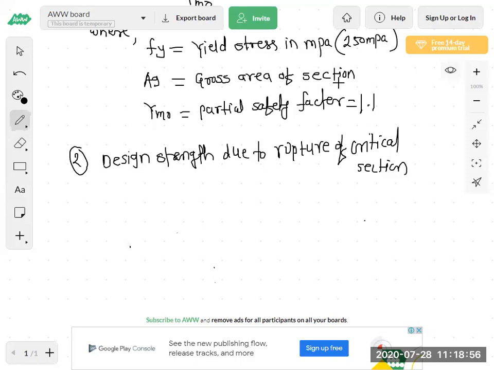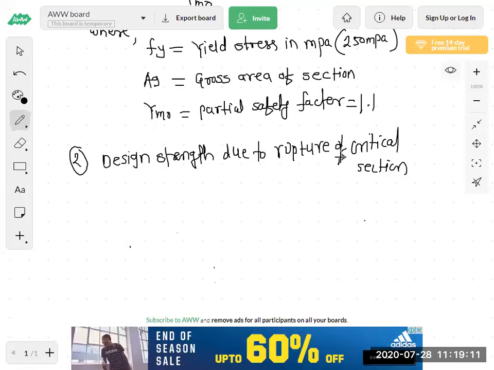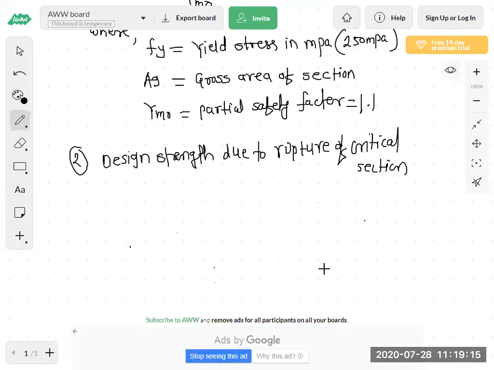Roll number 40, division A. What question have you asked? I didn't get what you have written in the chat box. Roll number 40, division A.